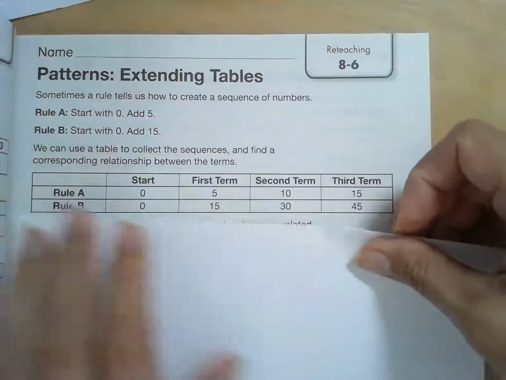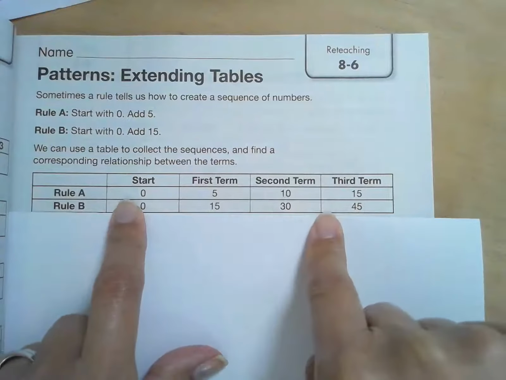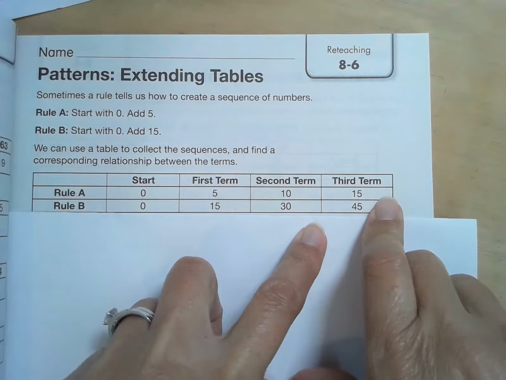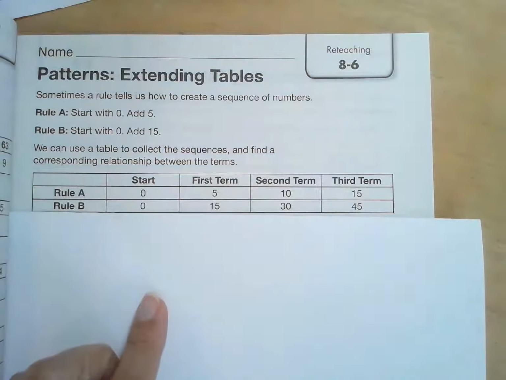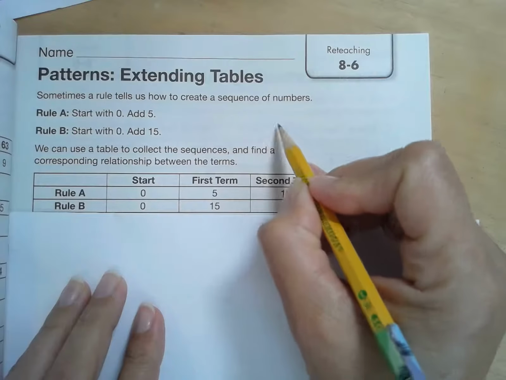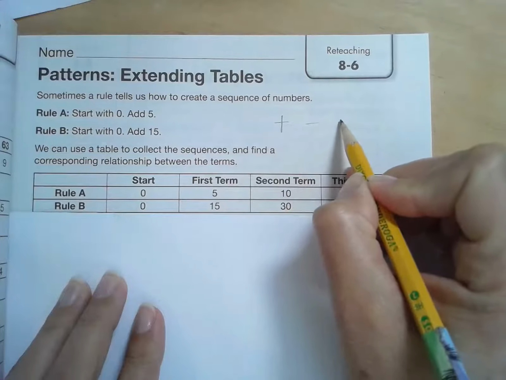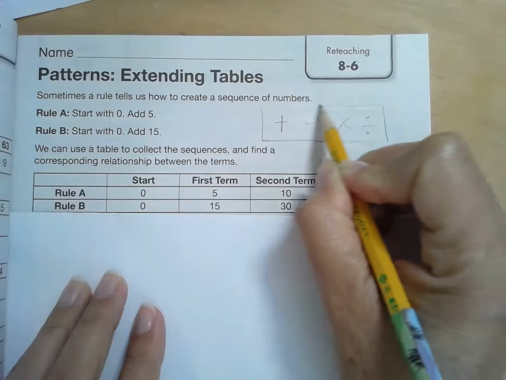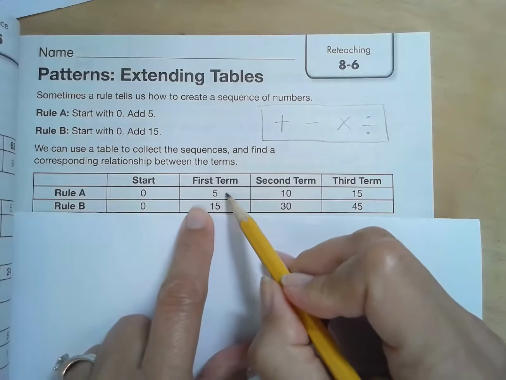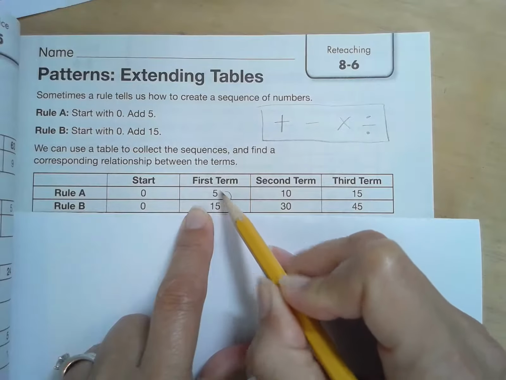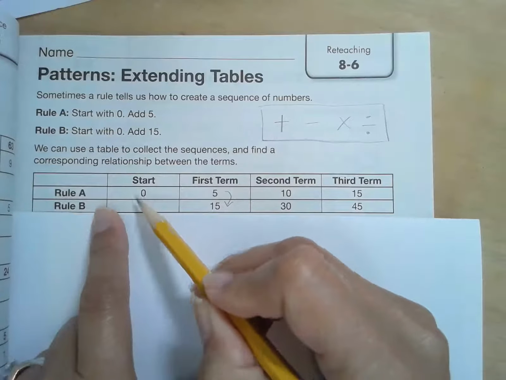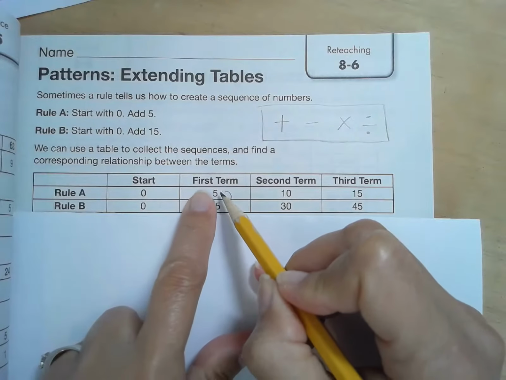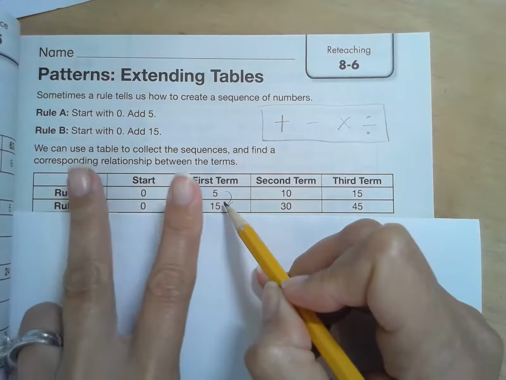Okay, now another way to look at this, now that I have my pattern created, is to look at the relationship between the two. So here again, you're going to be determining whether or not the pattern or the relationship is going to be addition, subtraction, multiplication, or division. So it could be any one of these four operations. So if I'm going to look at the relationship between these two numbers, I'm not going to start at the 0, 0 because there's no information for me to go on here. So 5 and 15.